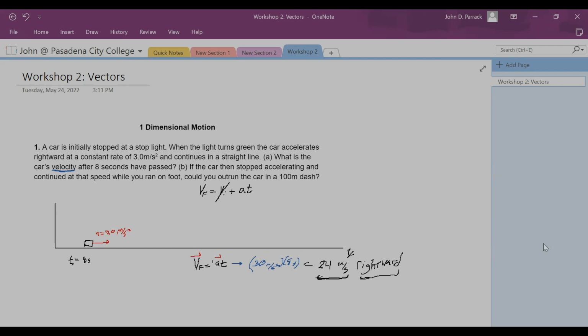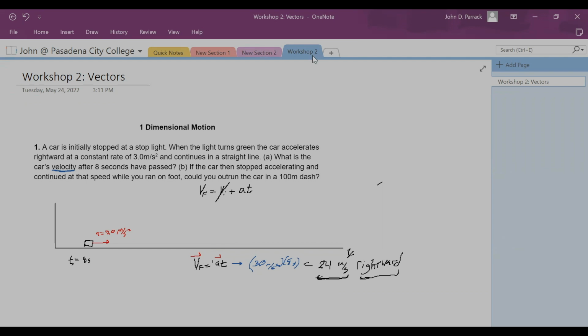Okay, so let's tackle part B. Part B says, if the car then stopped accelerating and continued at that speed while you ran on foot, could you outrun the car in a 100-meter dash? Okay, so this is a bit of an intuition check, right? It's just saying, how fast is this speed, and could we run faster than that? So 24 meters per second.